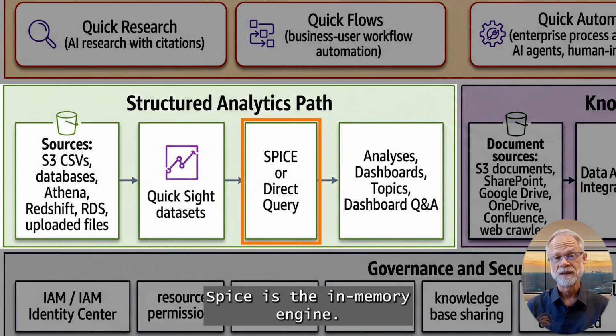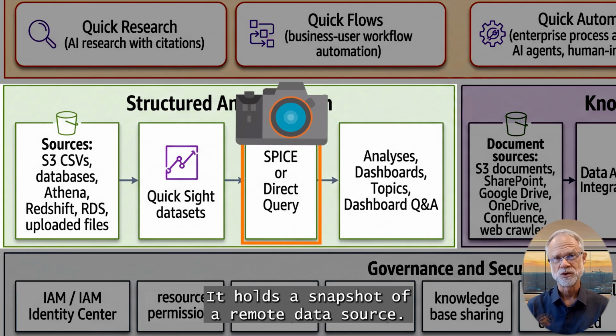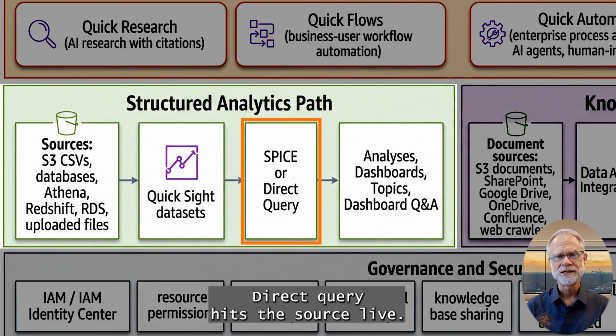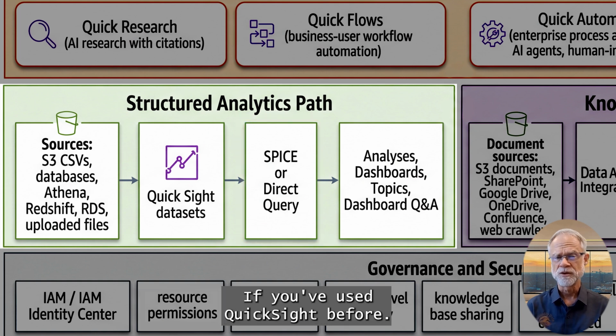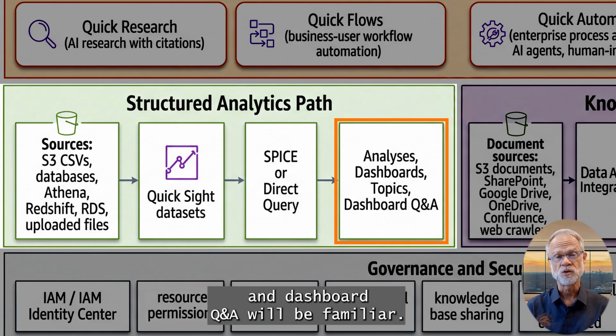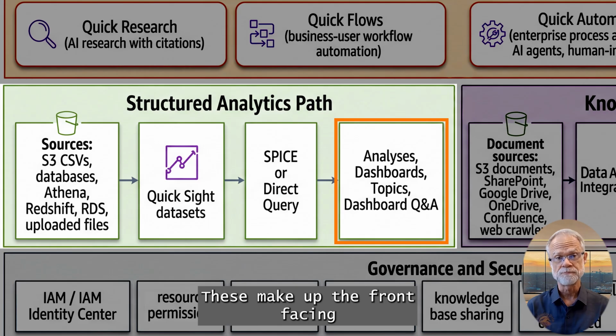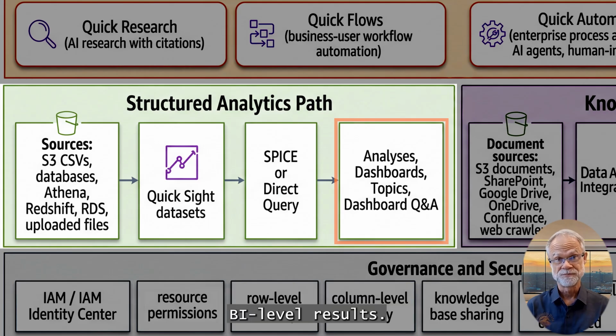Spice is the in-memory engine. It holds a snapshot of a remote data source. Direct Query hits the source live. If you've used QuickSight before, the terms Analyses, Dashboards, Topics, and Dashboard Q&A will be familiar. These make up the front-facing BI level results.